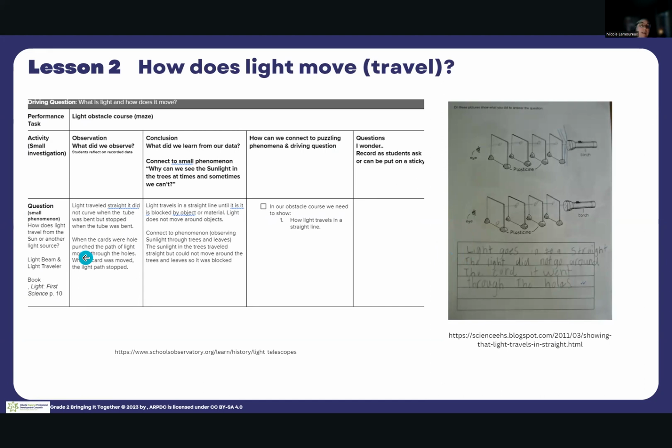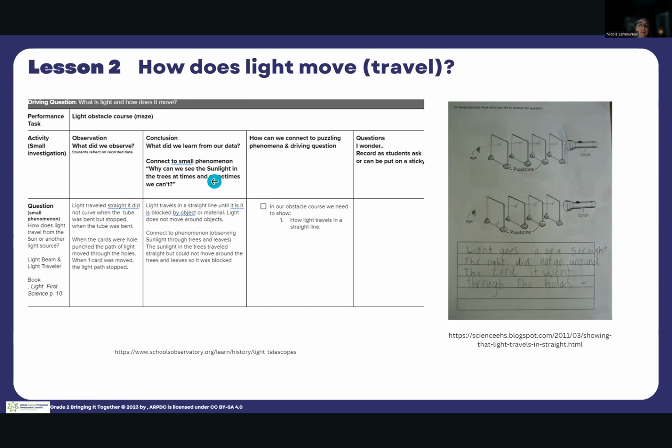But here is the hole punch. So when the cards were hole punched, the path of light moved through the holes. When the one card moved, the path of light didn't move around. So what did we learn from this? That light travels in a straight line, and even if it is blocked, it follows its own path in a straight line. It doesn't curve or bend. It doesn't move around objects.